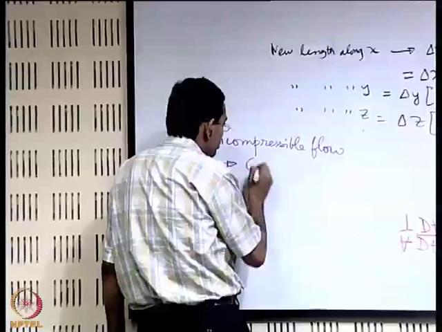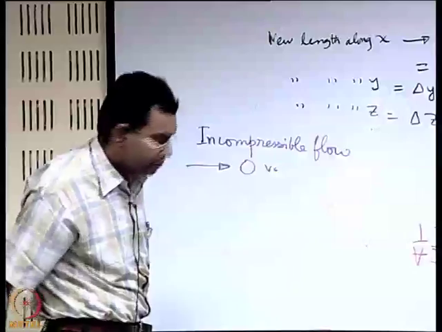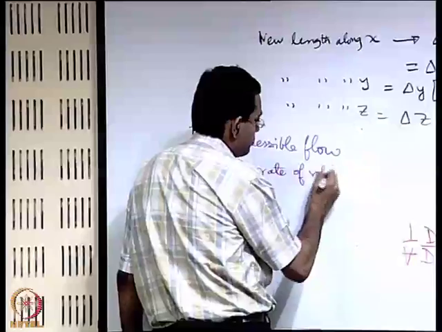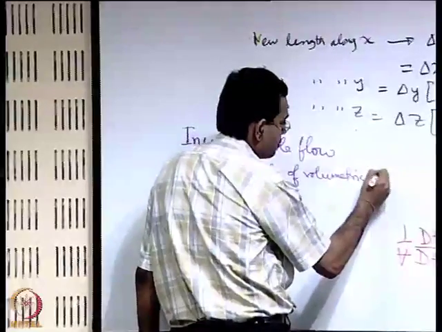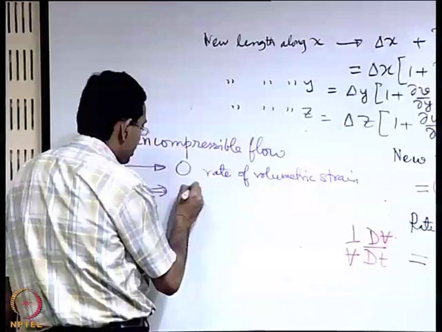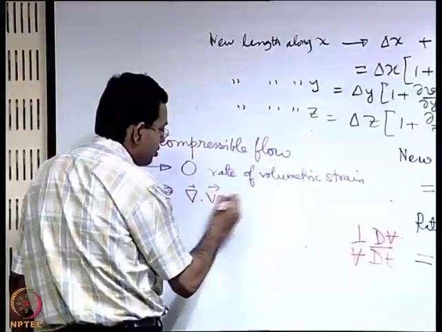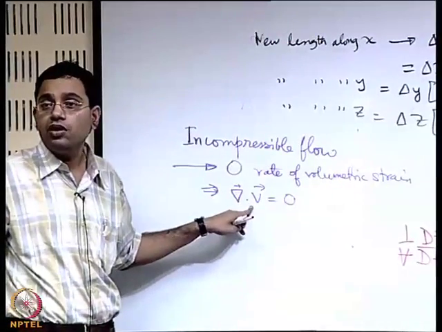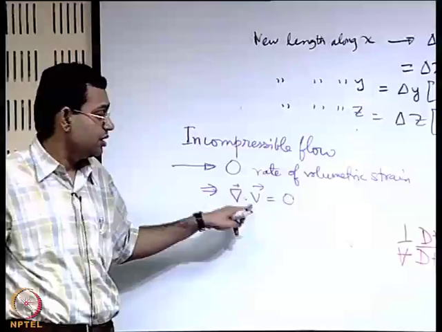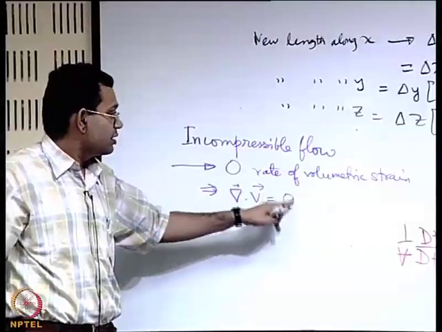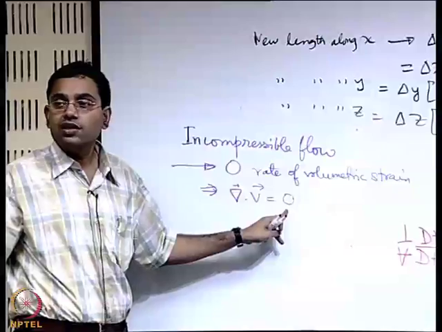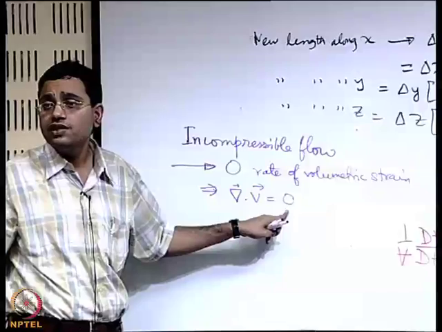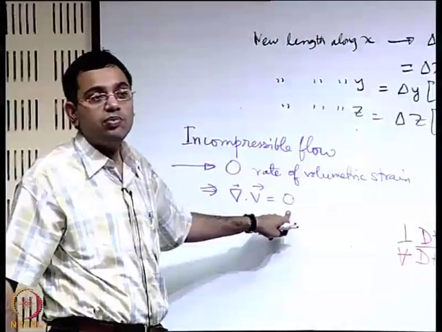So, 0 rate of volumetric strain. And that boils down to the divergence of the velocity vector is equal to 0. So, if you are given a velocity field and you are asked to check whether it is compressible or incompressible flow, then it is possible to check by looking into the fact whether it is satisfying this equation or not. If it satisfies this equation, we say that it is an incompressible flow.